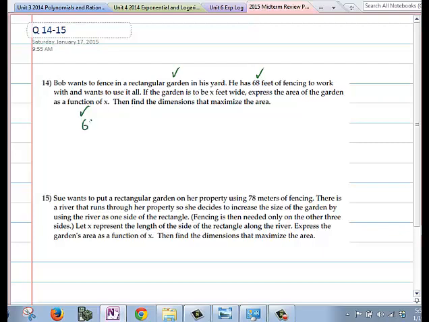We have 68 feet, and we're going to make a rectangle with it. And that's a really good rectangle.